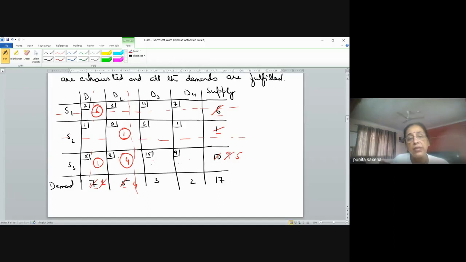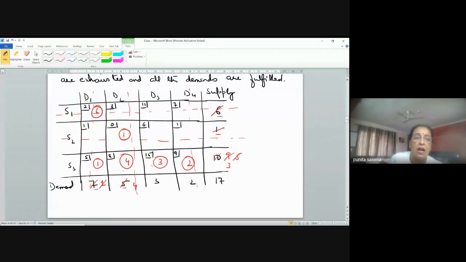Now a choice between 15 and 9. Which is smaller? 9. How much can you supply? 2. How much are you left with? 3. This column gets exhausted. Only allocation to be made here is 3.